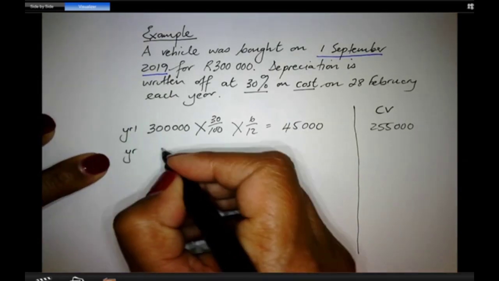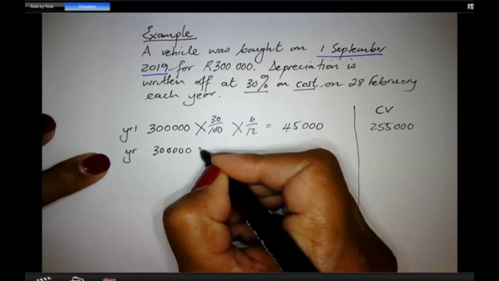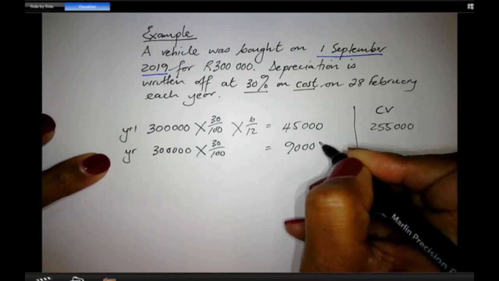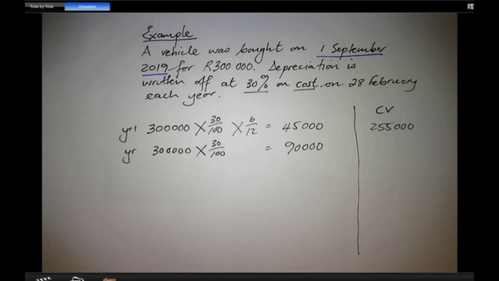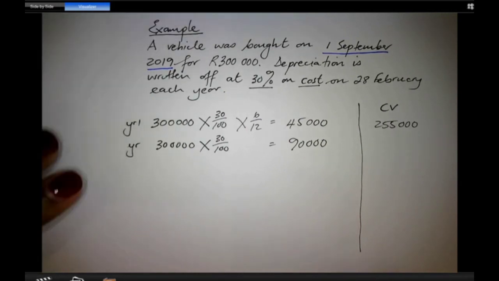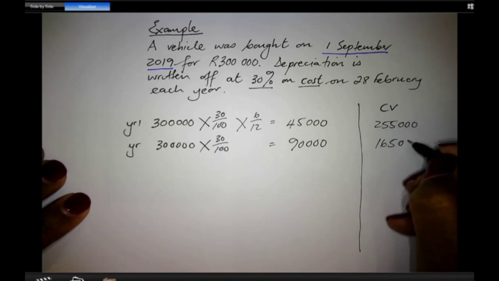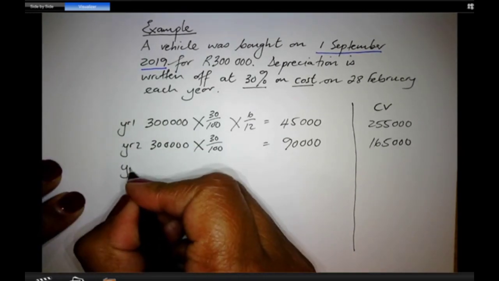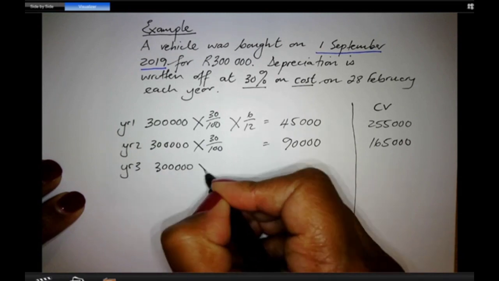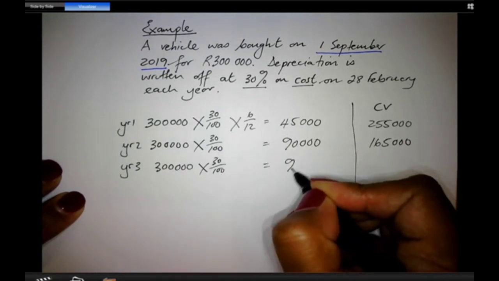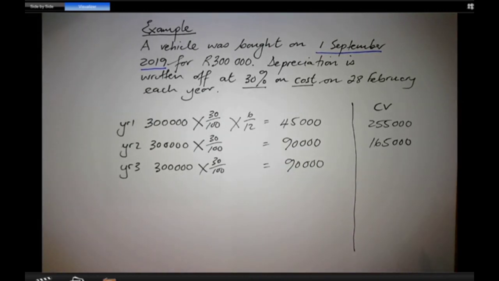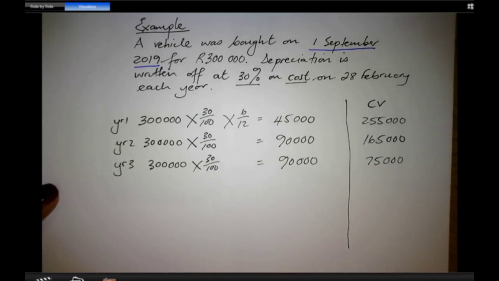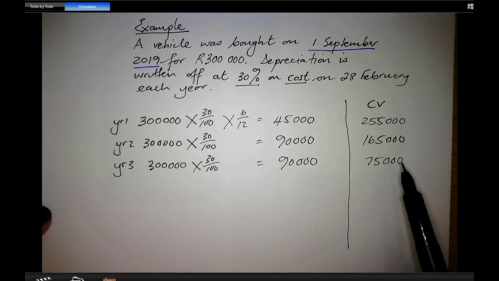Then in year two, I'm going to do the same, and I'm going to move a bit faster for the sake of time. Now I get 90,000 as my depreciation for year two. So I minus another 90,000 from the 255,000, and I've got a carrying value of 165,000. It's important to know that carrying value. In year three, I do the same: cost price times 30% gives me another 90,000. Now I take away 90,000 from my 165,000, and I have a 75,000 carrying value after year three.